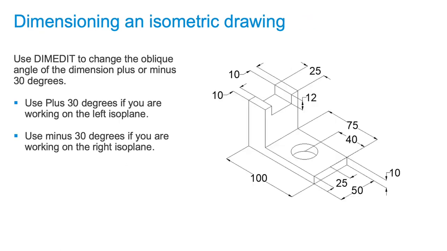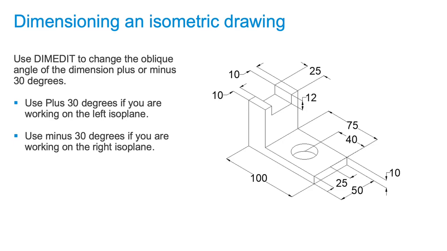We use the oblique tool to change the oblique angle of the dimension using plus or minus 30 degrees. If you're on the left isoplane, use plus 30 degrees, and if you're on the right isoplane, use minus 30 degrees.